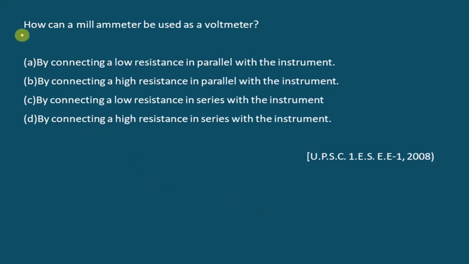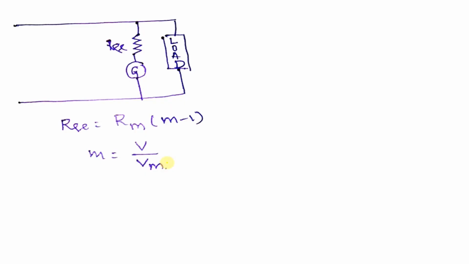So the question here is asking, how can a milliammeter be used as a voltmeter? So basically what is a milliammeter? That is a galvanometer. So how can that galvanometer be converted to a voltmeter? See, this is the connection circuit. This is basically a galvanometer. So if we connect some high resistance in series with the galvanometer, what will happen? The current through the galvanometer will be less. So this is the basic circuit which is used to convert the milliammeter into a voltmeter.